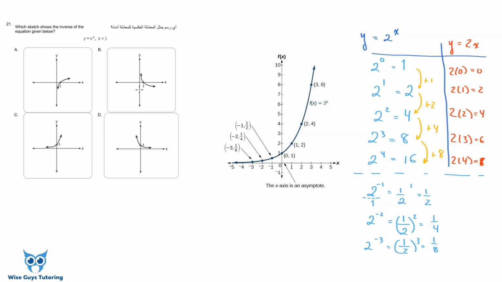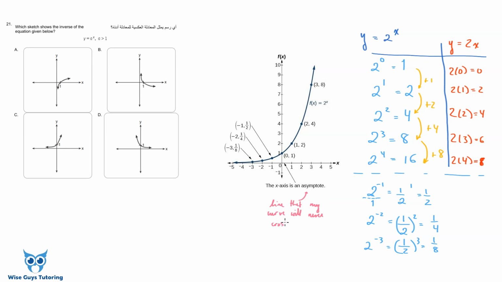Okay. One thing to be said is, it says here the x-axis is an asymptote. Now an asymptote just means it's a line that my curve will never touch.